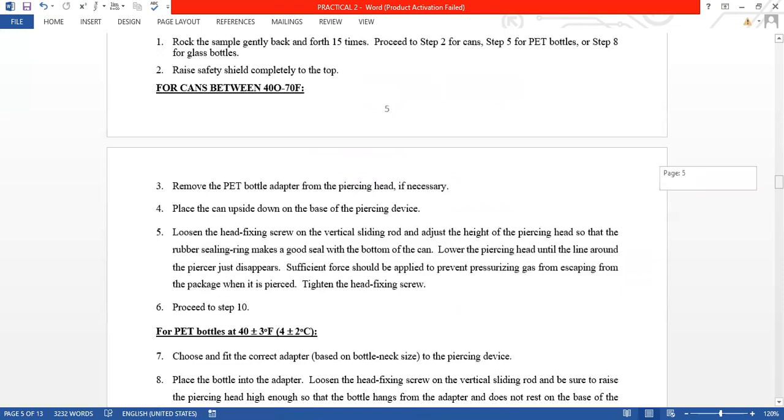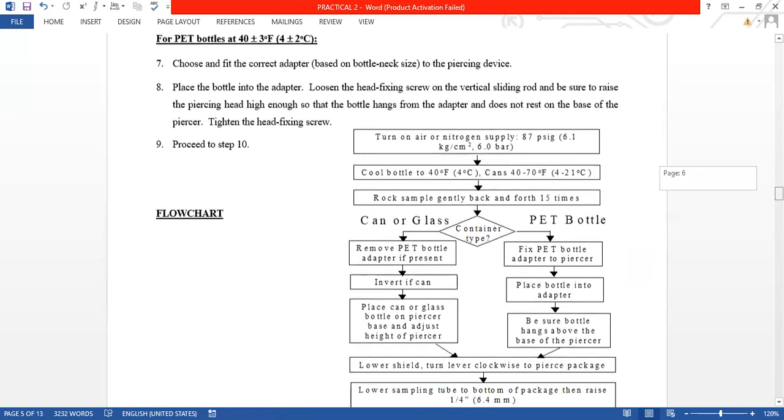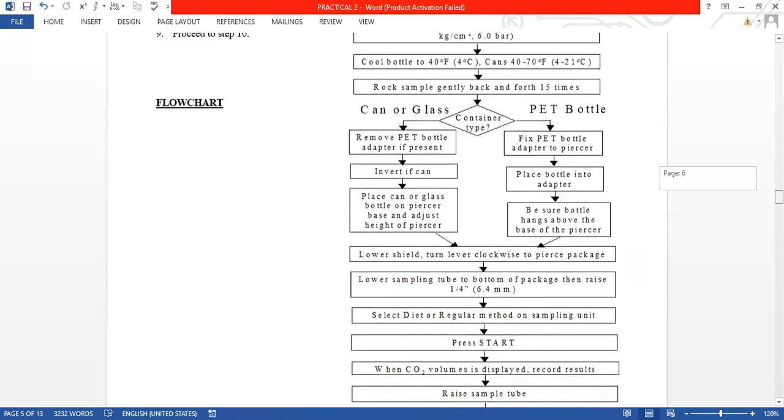For the can, between 40 degrees to 70 degrees, remove the PET bottle. This is the written form from the flow chart for the PET bottle and the can bottle. This is the flow chart for both.